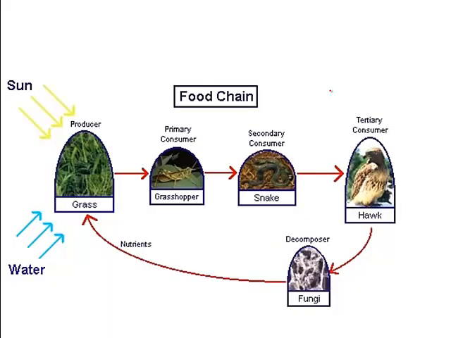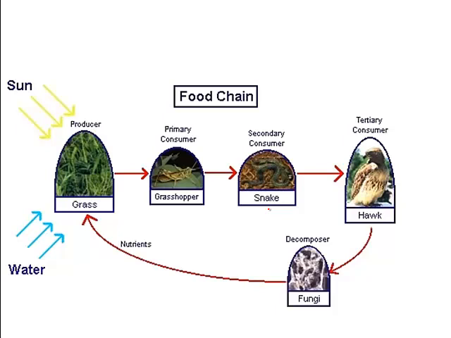Here's another example of that. The sun is giving its energy to the grass. The grasshopper gets energy by eating the grass, so the energy goes in that direction. The snake eats the grasshopper, so it gets energy. The hawk eats the snake. Eventually, the hawk will die, and the decomposer will break it down and put nutrients back to the grass.